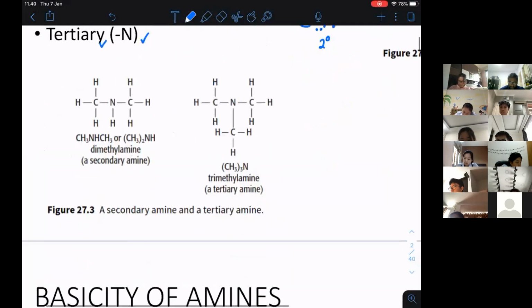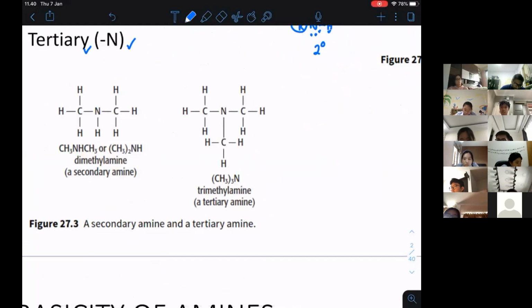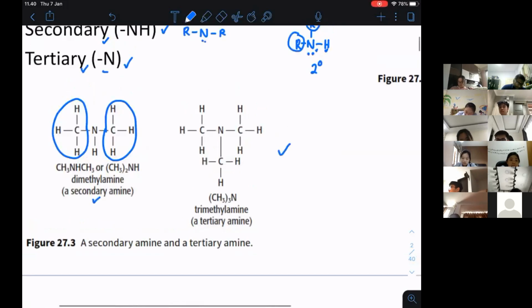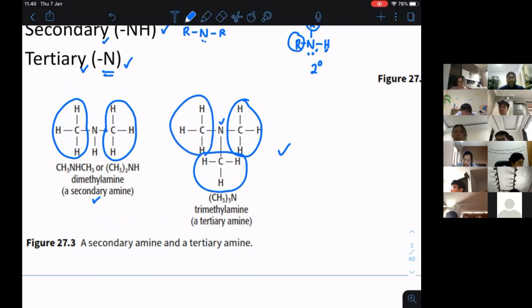If you look at this example, you will see there is one N and then there is H. So this is going to be one R group, another R group. Therefore, this is going to be a secondary amine. If you look here, this is an example of a tertiary amine. A tertiary amine has only nitrogen. So this is one R group, another R group, and another R group. There are 3 R groups, and therefore it is going to be a tertiary amine.